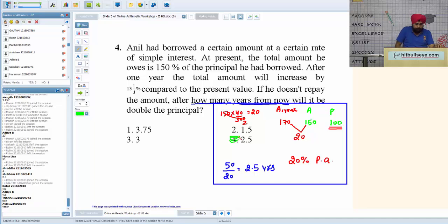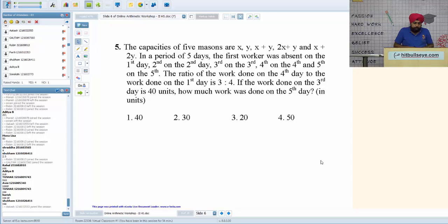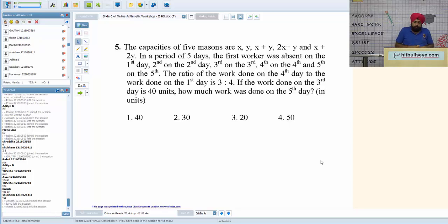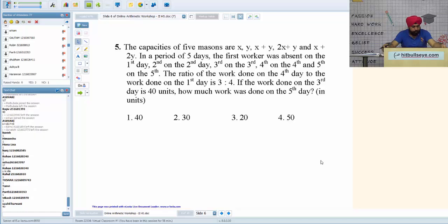Okay, so let's go to the next question. This one, a very good question, students. Just read, understand and answer it. It's a question on time and work. It's a good question on time and work. Okay, 1 or 2 answers have come. Yeah, that's correct, Rohan. So let's solve this question, students. Maybe we can do it directly by checking options, students.